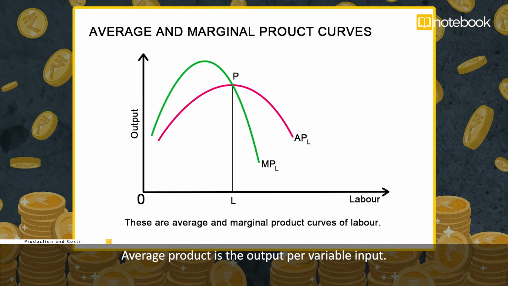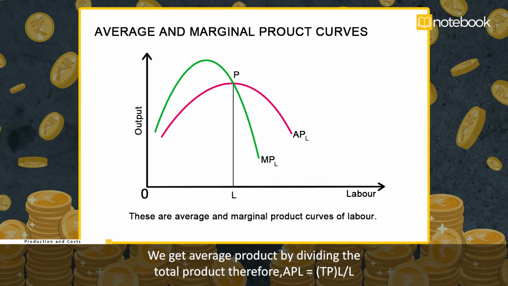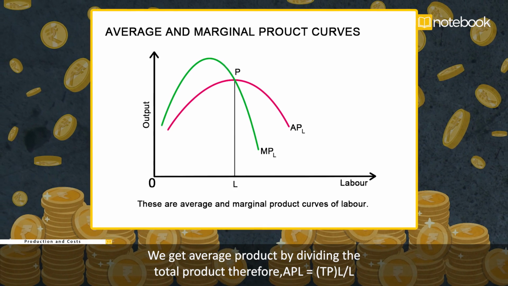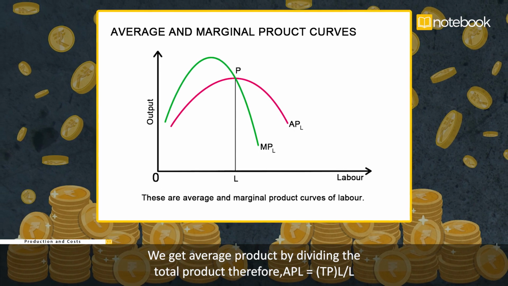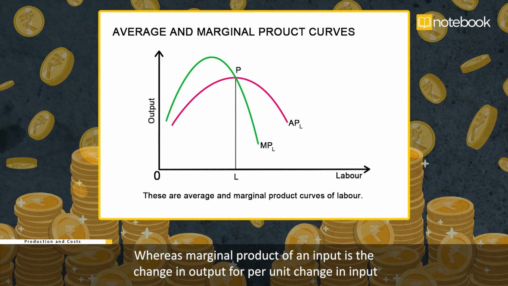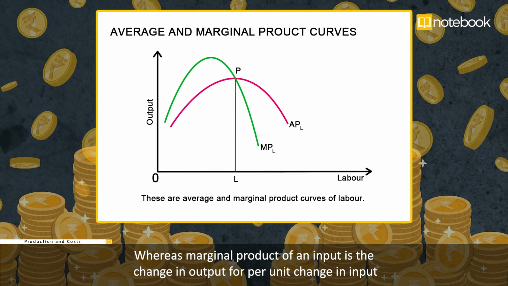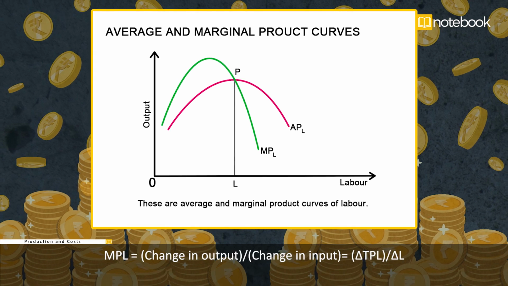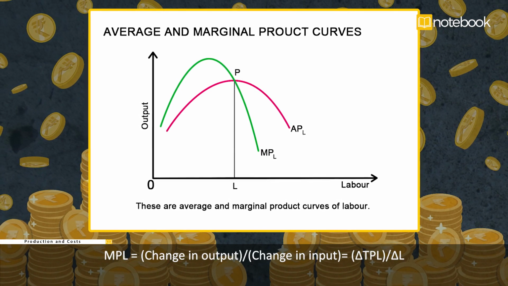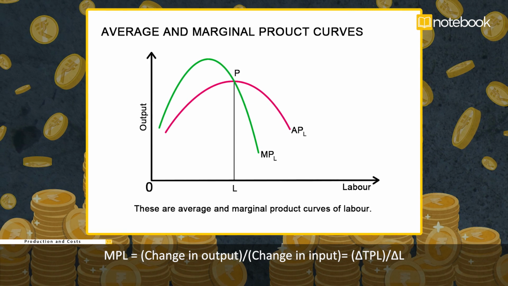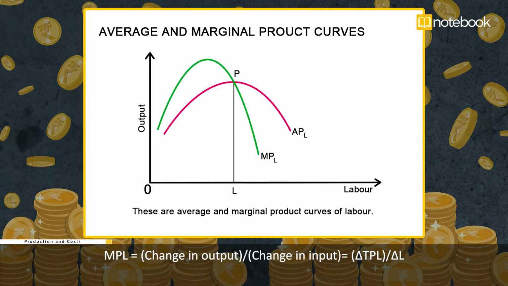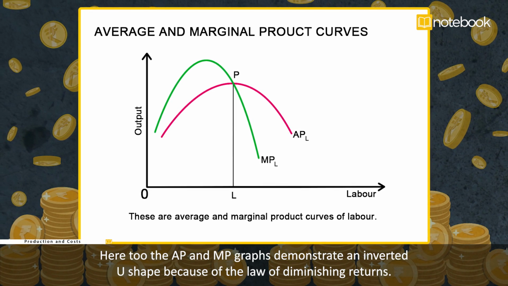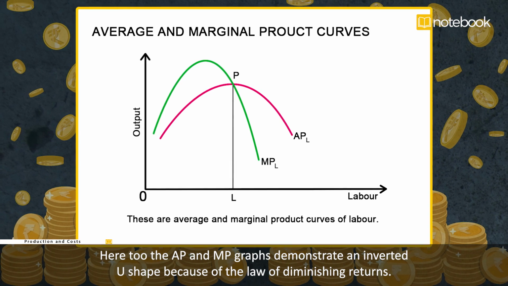Average product is the output per variable input. We get average product by dividing the total product. Therefore, APL is equal to TPL over L, whereas marginal product of an input is the change in output per unit change in input. MPL, change in output over change in input, is equal to delta TPL over delta L. Here too, the AP and MP graphs demonstrate an inverted U shape because of the law of diminishing returns.